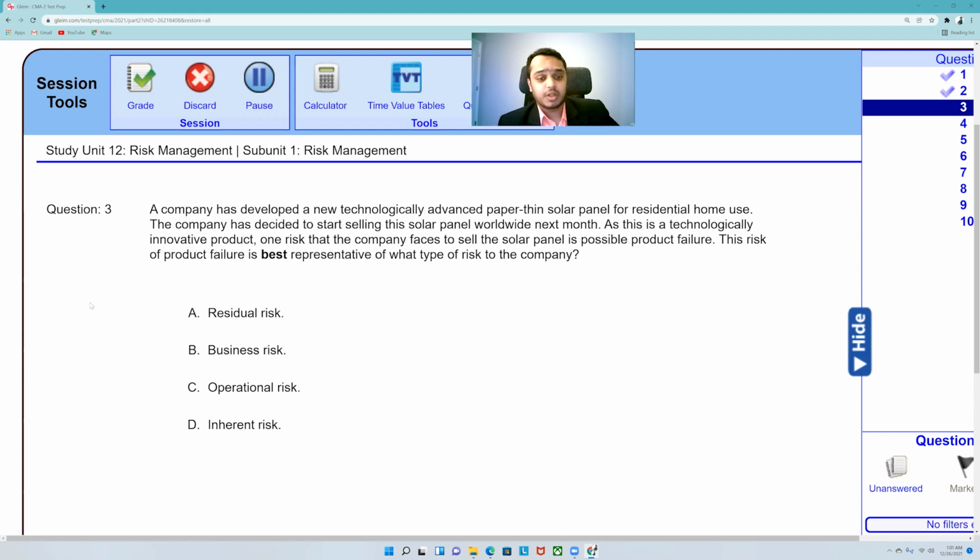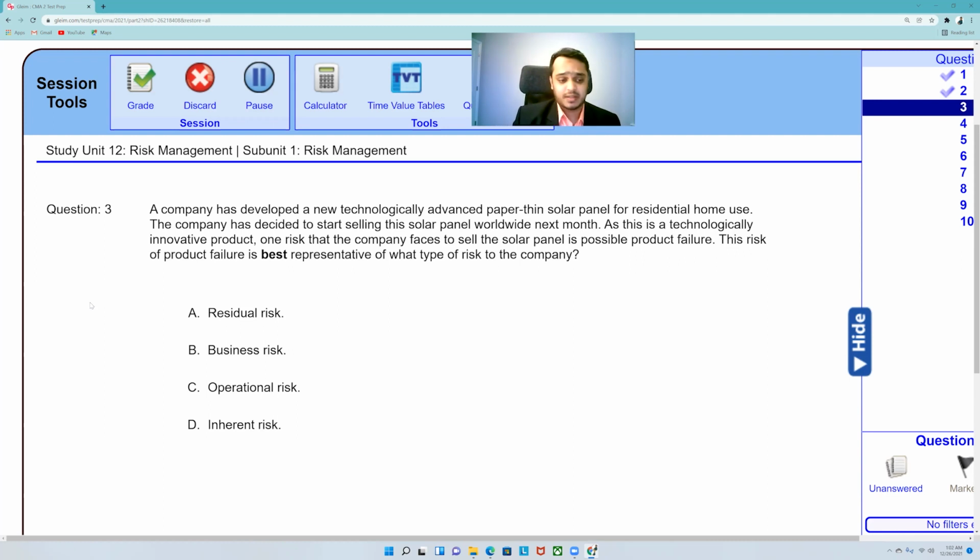A company has developed a new technologically advanced paper thin solar panel for residential home use. The company has decided to start selling the solar panel worldwide in the next month. As this is a technologically innovative product, one risk that the company faces in selling the solar panel is possible product failure. Product failure in the sense that the functioning of the product can fail. This risk of product failure is best represented of what type of risk to the company?